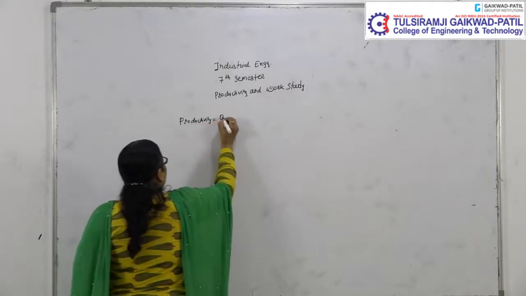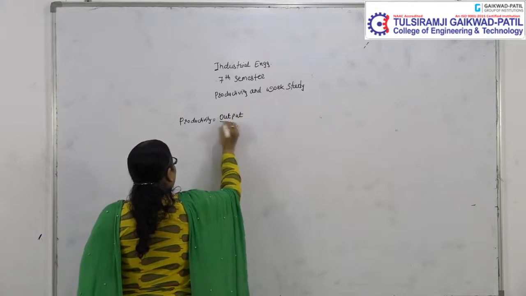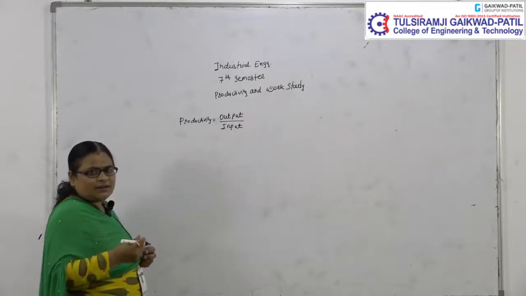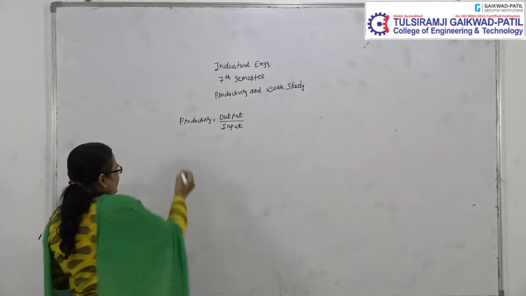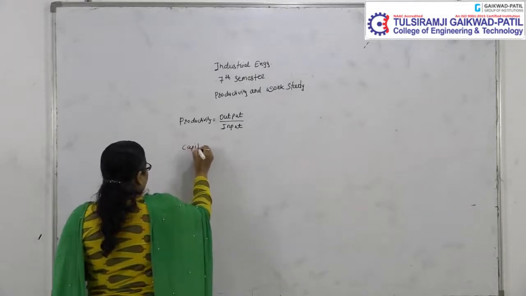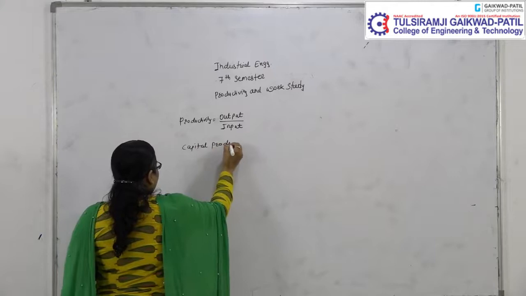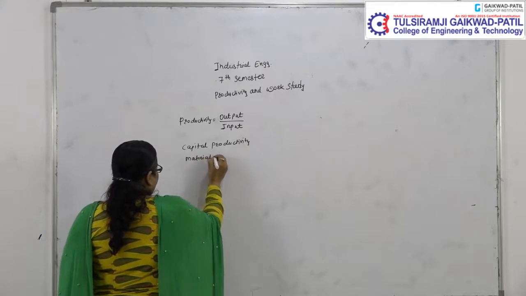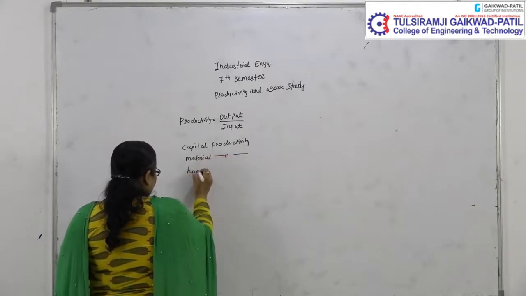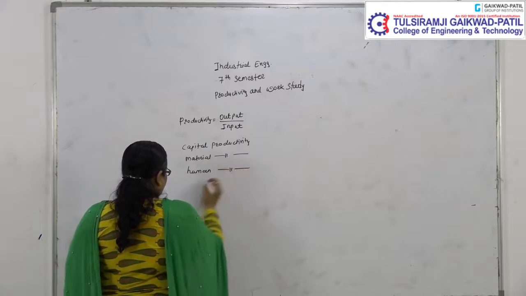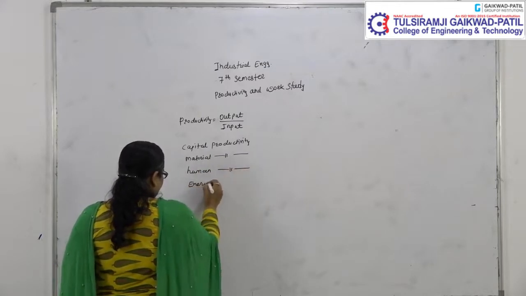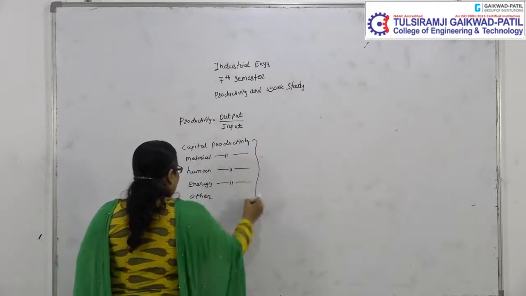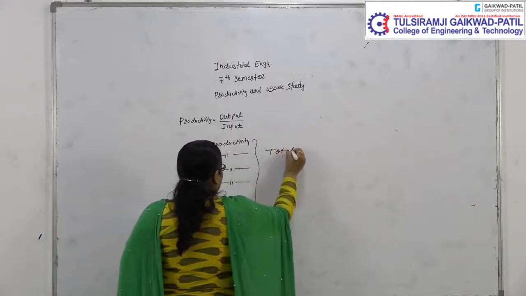Productivity is the ratio of output upon input. Productivity is calculated in various types, that is capital productivity, material productivity, human productivity, energy productivity, and other miscellaneous. With respect to that, the total productivity is calculated.